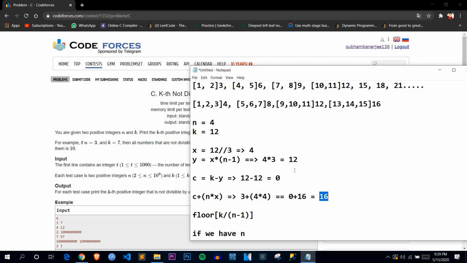So here one edge case is, if the k value is divisible by the n value, it may happen that your c becomes 0. So at that time what we have to do is take the n into x minus 1 value. So n into x over here is 16. Our answer then would be 15. So this was the last edge case.